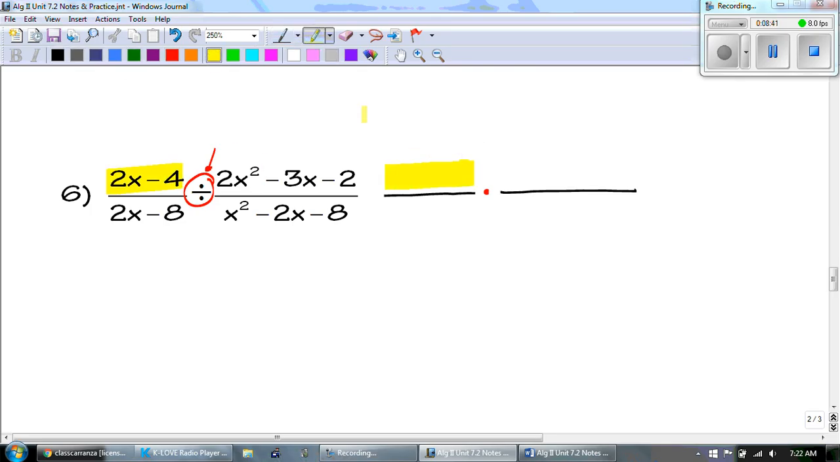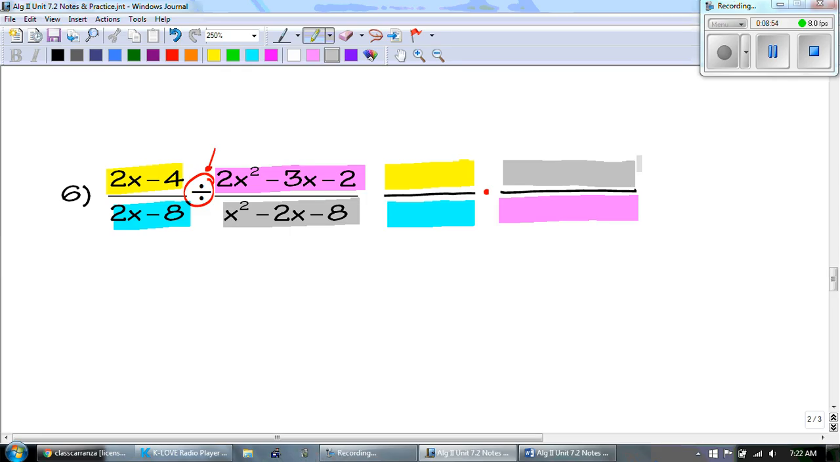You know how I like to kind of color code everything so I know where everything goes. Since I'm multiplying by the reciprocal, those change, they flip. Okay? So the first one, the yellow, I can factor out a 2, and then I'm left with x minus 2. On the bottom, guess what? I can also factor out a 2, but then we're left with x minus 4. Okay?